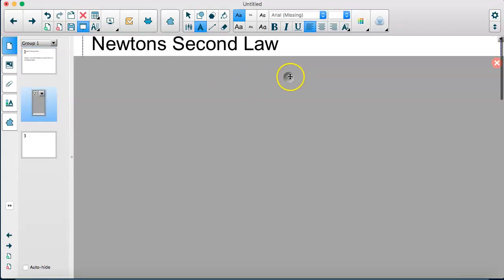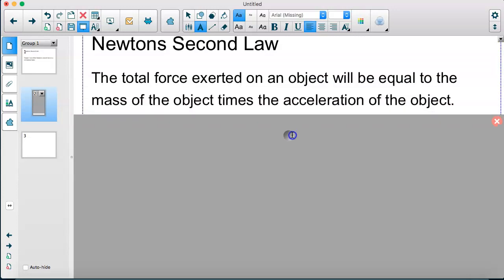So, first things first, in word format, here's the law. The total force exerted on an object will be equal to the mass of the object times the acceleration of the object. So for example, let's say you are at school and you have to move your desk.